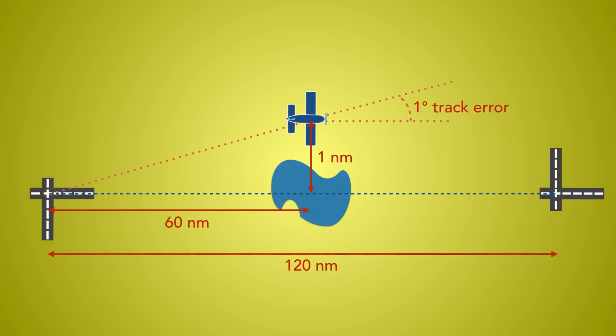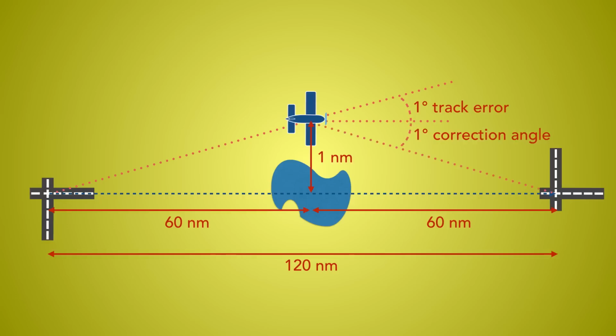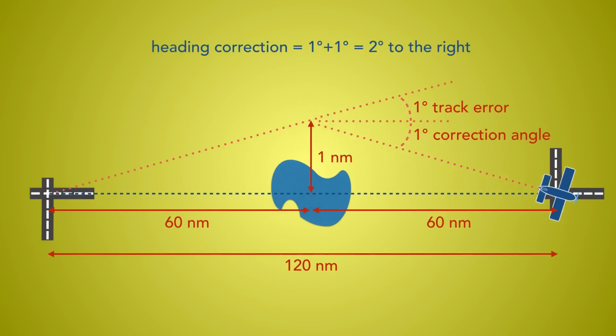This means that if you change your heading by 1 degree to the right, you will be flying parallel to your planned track. But you still have 60 miles to go, and you need to arrive at your destination. Use the 1 in 60 rule again to obtain the correction angle. You are 1 mile off track with 60 miles to go, so your correction angle is a further 1 degree to the right. When you combine the track error with the correction angle, this gives you a 2 degree heading correction to your right for a direct track to your destination.